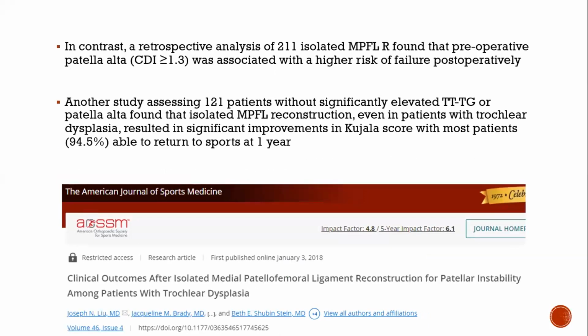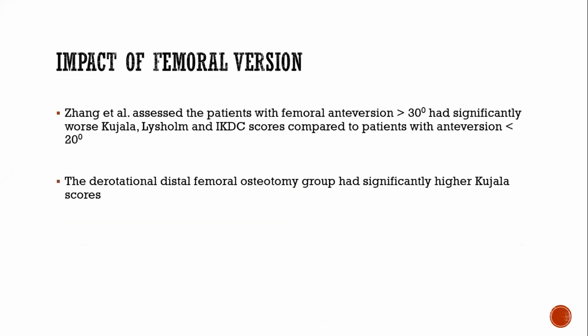And this study by Liu et al. in 2018 confirms that isolated MPFL reconstruction is actually very substantial for patellar instability with trochlear dysplasia. And the majority of the patients could actually return to sports at 1 year. So regardless of the bony pathologies, isolated MPFL reconstruction can give a good result.